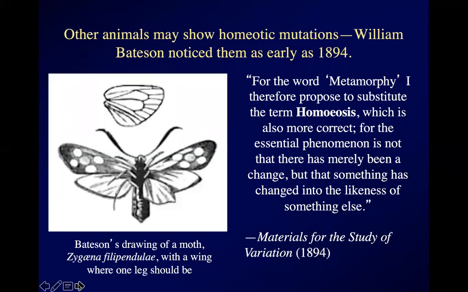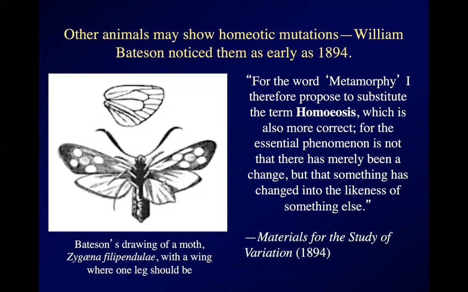These have been noted in other organisms. The term was actually coined way back in 1894 by a guy named William Bateson, who compiled a huge book called Materials for the Study of Variation, trying to look as best he can at what phenotypic variation really was and how you could define it and measure it.